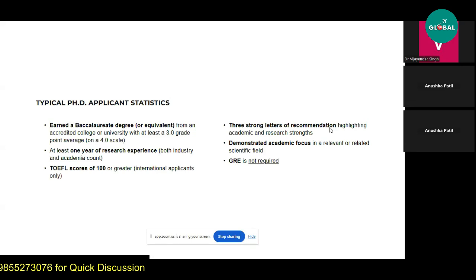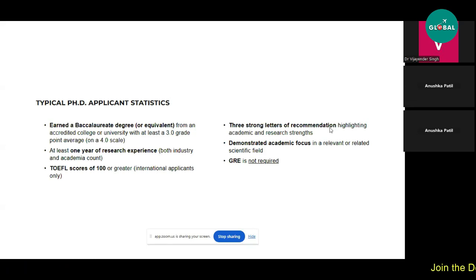Then they had listed that they need a TOEFL score of 100 or greater for international applicants only, and they also need three LORs, and GRE is not required, so GRE is optional.